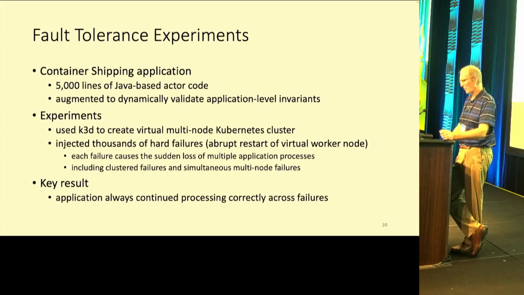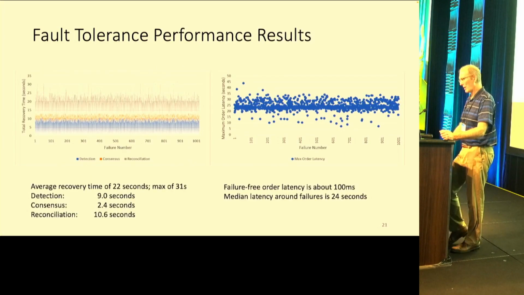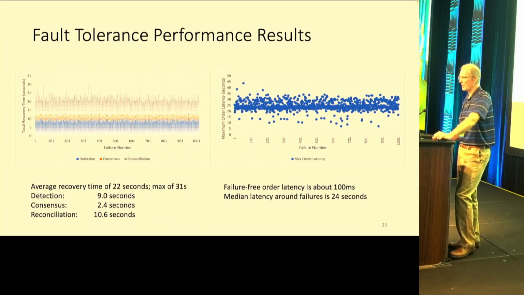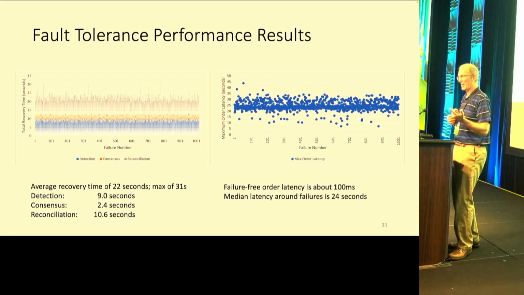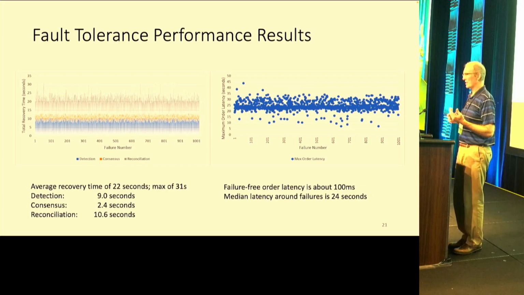So that was the main result we wanted. We're also interested in the performance. These graphs here show performance from 2 perspectives. The graph on the left is showing you 1,000 failures from the perspective of the runtime system. And I told you we basically have to detect the failure, decide who's still alive, and then do this reconciliation process. The 3 colors on the left indicate that.